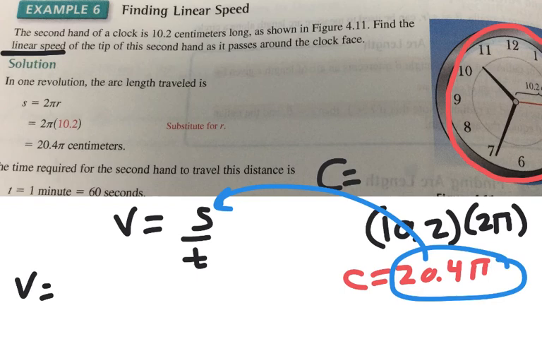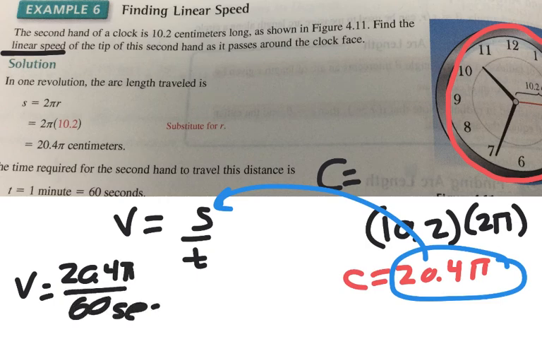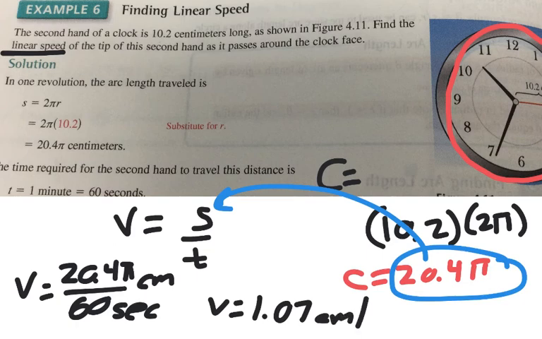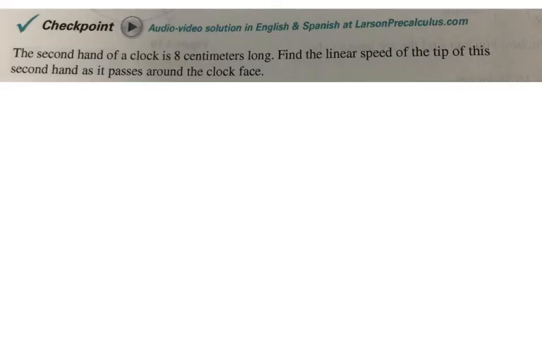So the velocity is equal to the arc length, which is 20.4 pi, divided by the time, which is 60 seconds. And so I'd put that in my calculator, 20.4 pi centimeters divided by 60 seconds. That means it's going to travel 1.07 centimeters per second. Right? We have to make sure we keep those units, centimeters over seconds. And this is an approximation. This has been rounded because you're going to get something pretty ugly dealing with that pi. All right, so try this one. You can pause the video and then I'll work it.